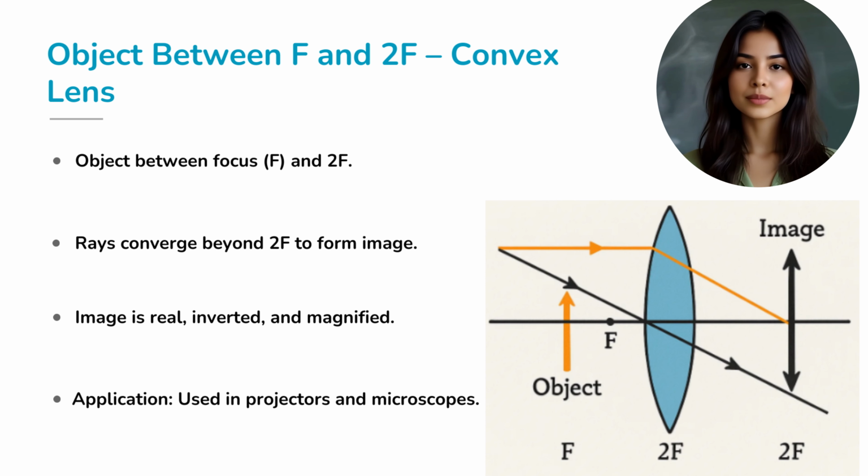So to summarize, an object between f and 2f forms an image beyond 2f which is real, inverted, and magnified. It's this case that makes lenses so useful for enlarging things, from tiny cells under a microscope to a big cinema experience on the screen.